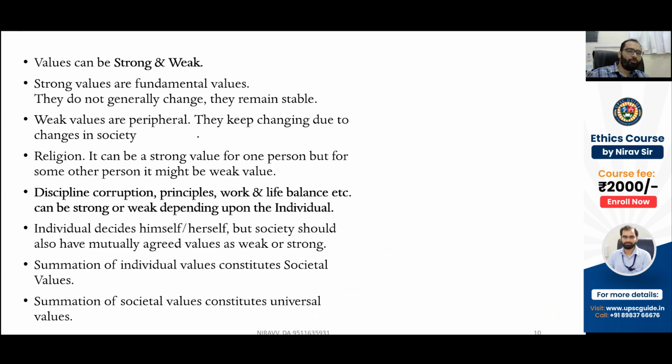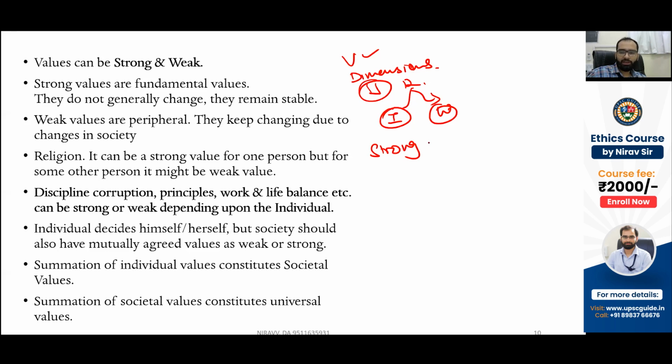Now we go ahead. Values हमने क्या देखा? Values के dimensions देखे. We saw universal values, we saw relative values. In relative values we saw Indian values. Indian values के अलावा कौन से देखे? Western values देखे हमने, right? Okay. And then we also saw universal values example. Now we can see that values can be strong or weak.